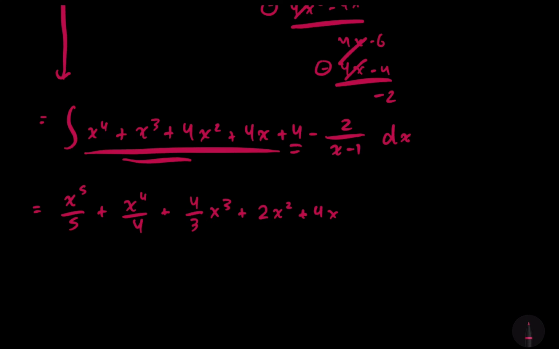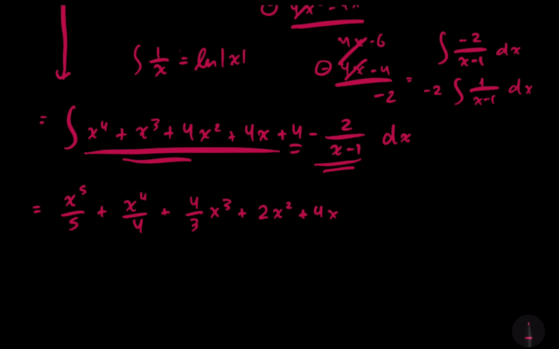And then we have this part over here, the negative 2 over x minus 1. And we can work with this on the side. So this is the integral of negative 2 over x minus 1 dx. We can take this negative 2 out if you would like. And so it will just be 1 over x minus 1 dx. And we know that the integral of 1 over x is just equal to the natural log of the absolute value of x.